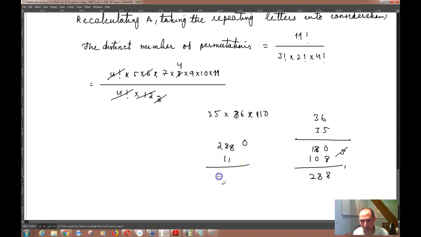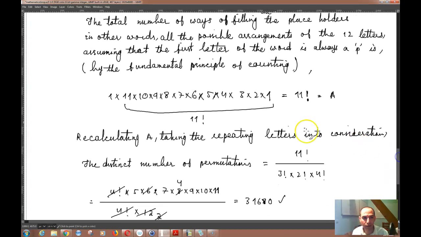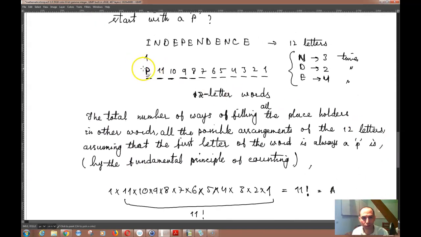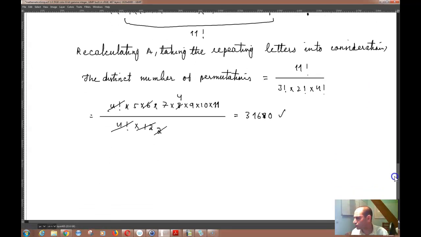With a 0. You get 288, 0, 288... and so you get 31680. That is the total number of distinct permutations of the word when all the words basically start with a P. So that is that. 31.6.